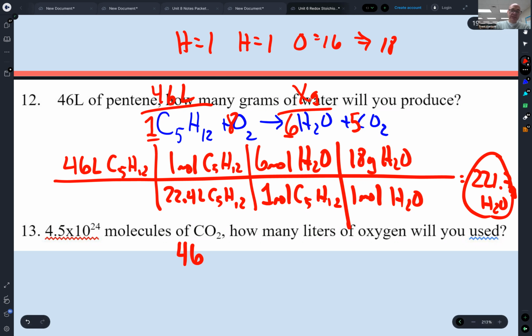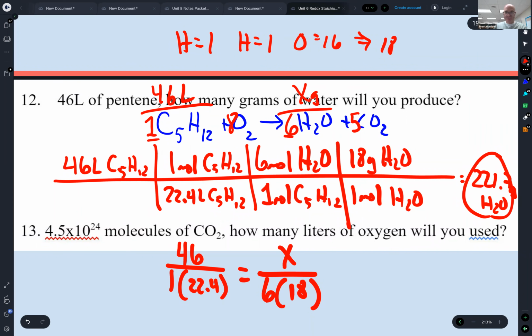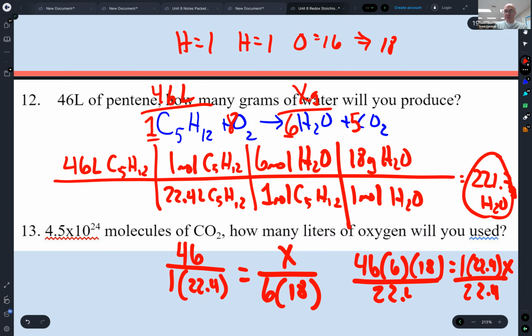Now let's do this as a ratio. So I would have 46 over 1 times 22.4 equals X over 6 times 18. Cross multiply, you'd have 46 times 6 times 18 equal to 1 times 22.4 times X. Divide both sides by 22.4. Cancel out. And you're going to magically get the exact same answer, 221.7.